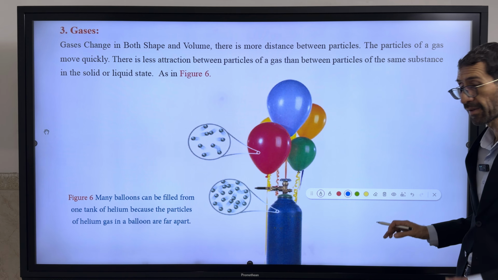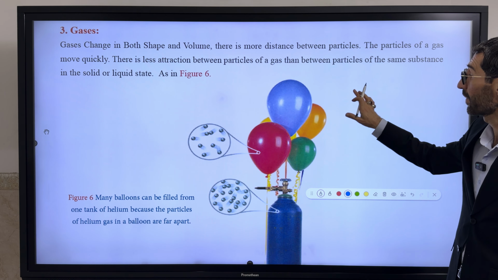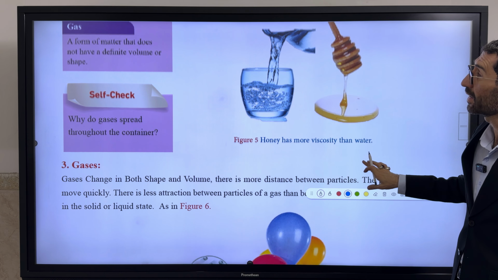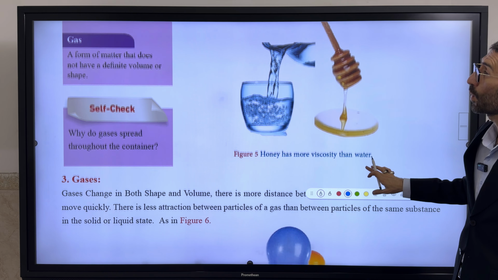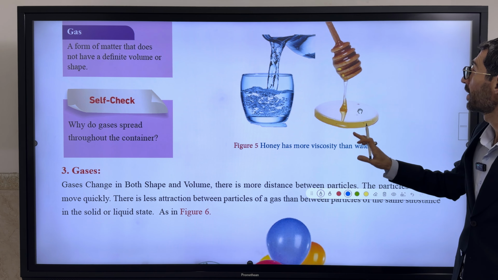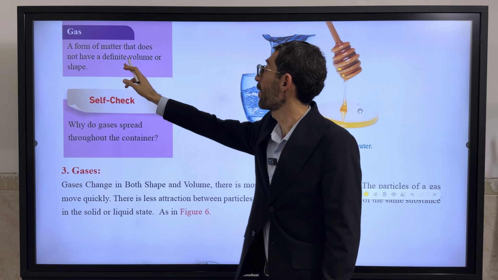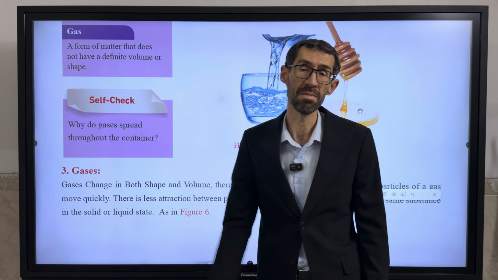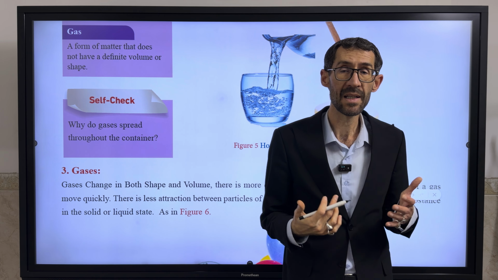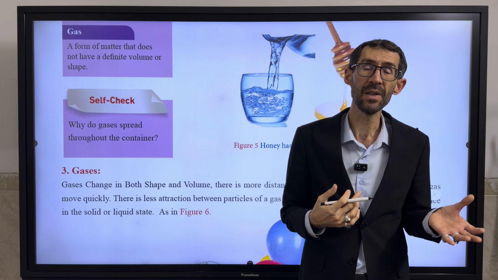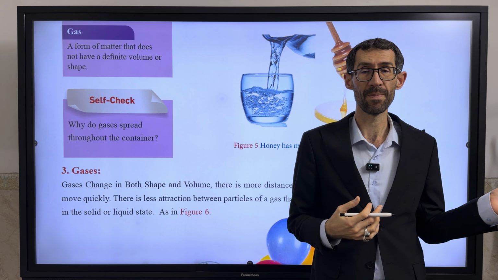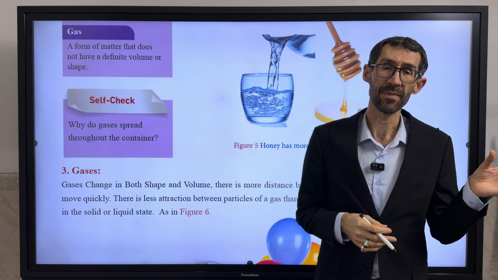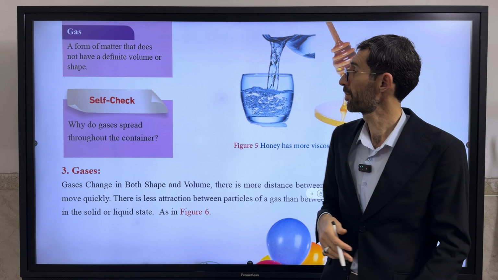But before I finish the lesson, let's get back to some questions about the gases and the definition of gas. So what's the definition of gas? This is the definition of gas. It says a form of matter that does not have a definite volume or shape. It's a state of matter with indefinite shape and indefinite volume.